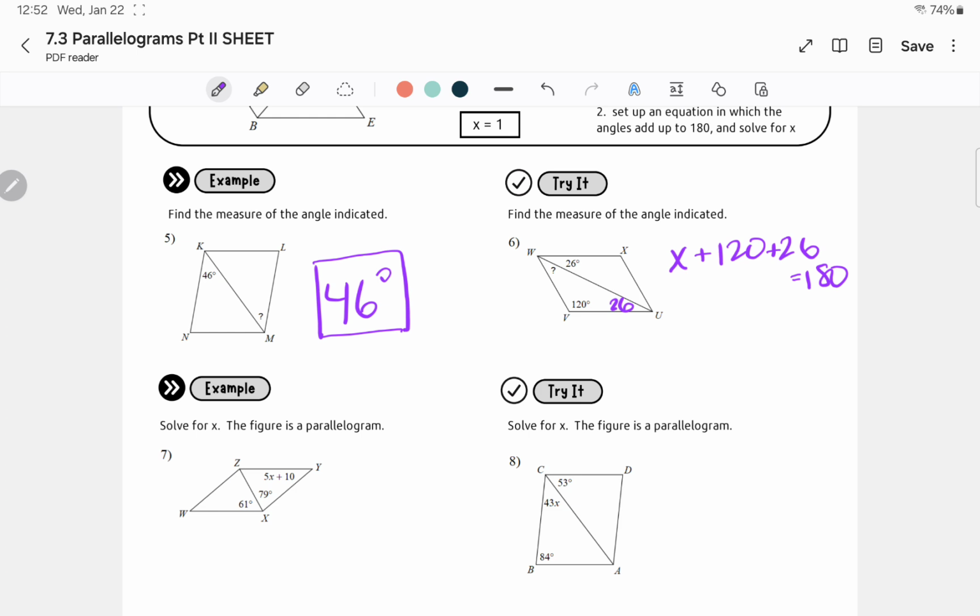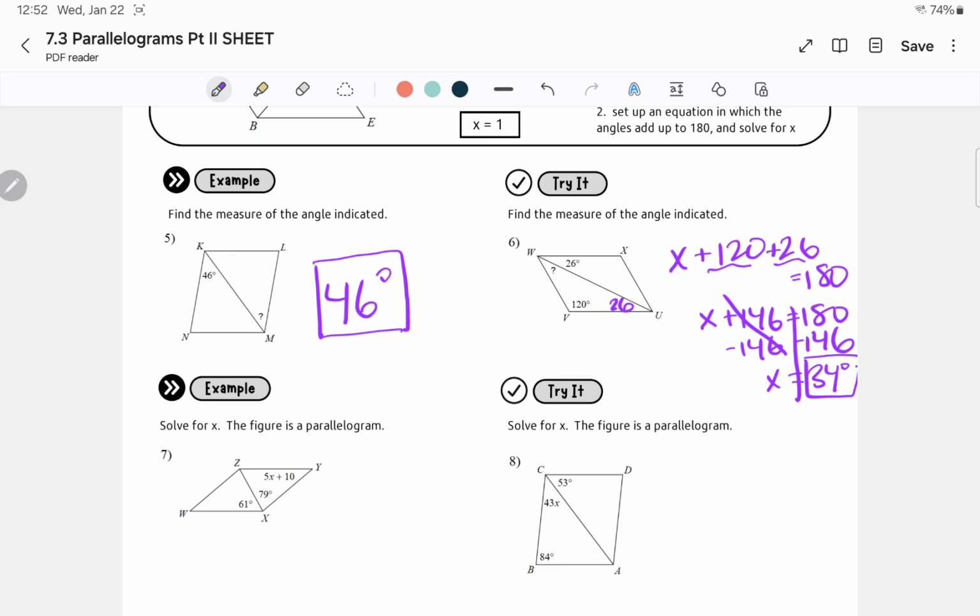A triangle adds up to 180, so do two sides, two consecutive sides of a parallelogram. A lot of things add to 180 in geometry, okay? So just remember that we can have all angles add up to 180 if it's a triangle, all right? So 120 plus 26 is 146, and we subtract that from 180. So 180 minus 146 is 34. So it's 34 degrees, okay?